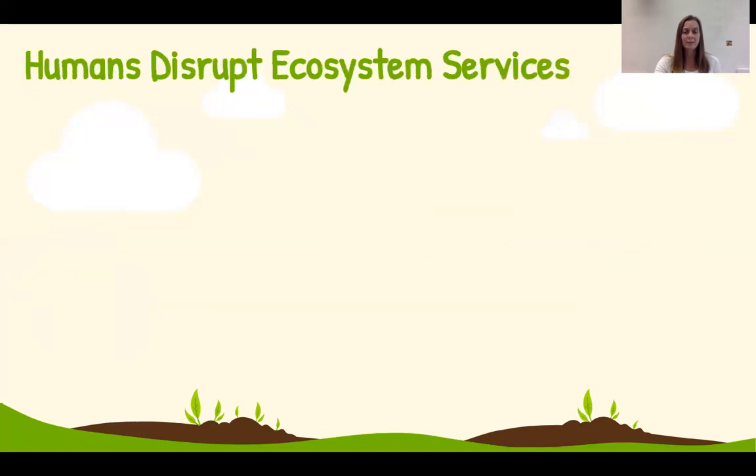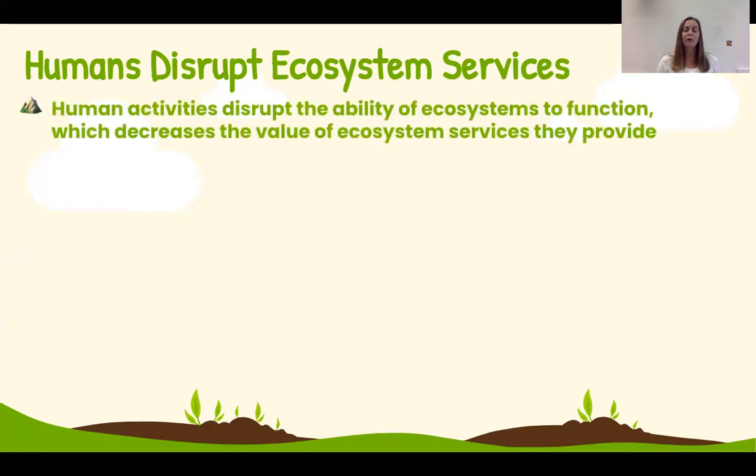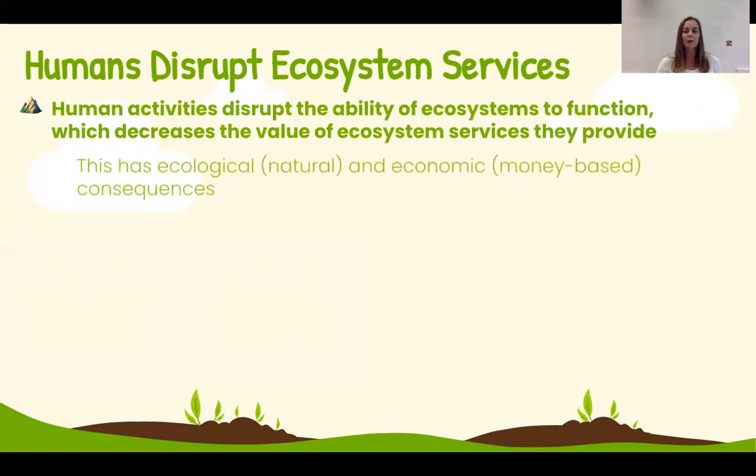Unfortunately, we tend to disrupt these ecosystem services. And when we disrupt the ability of ecosystems to function in the way in which they are intended, that's going to decrease the value of the services that those ecosystems are able to provide to us. This has ecological impact, which we spend a lot of time focusing on in this class, but it also has an economic consequence. And so a lot of the time when you start hearing about arguments in favor of environmental changes, they're going to focus in on this economic consequence because that's the consequence that we can quantify more easily.